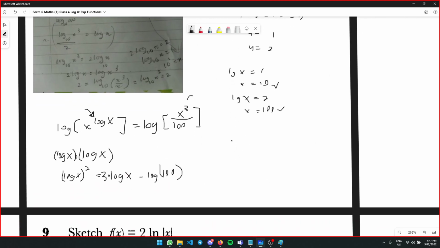So left hand side, x to the power of log x. Let's say we take x equals 100, so that will be 100, then log 100. Log 100 is basically 10. You get log 110. Now let's try the right hand side. So that's 100 to the power of 3 over 100.